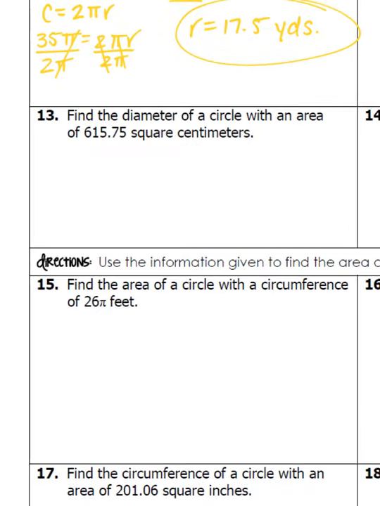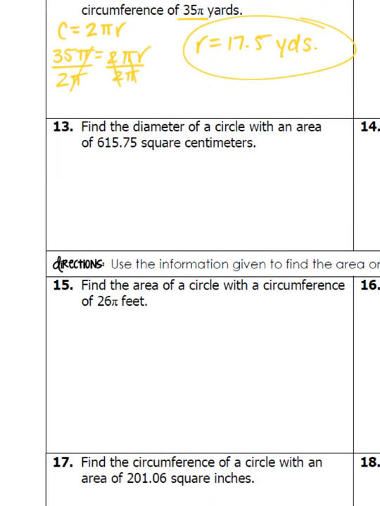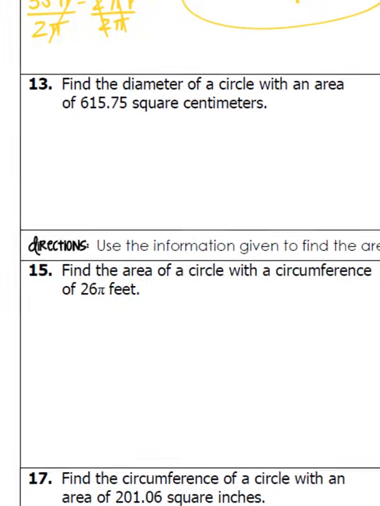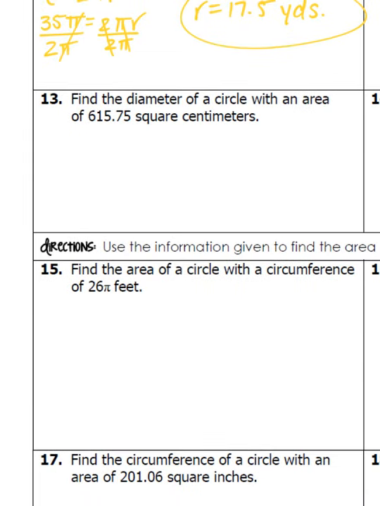All right. 13, find the diameter of a circle with an area of 615.75. Okay, so this one's a little bit different because they are giving us area, okay? So area equals, whoops, wrong formula. Area equals pi r squared. Now, they are asking for the diameter in this problem. We don't have a formula for area that involves diameter, so we're going to find the radius and then multiply it by 2 to get the diameter, okay?